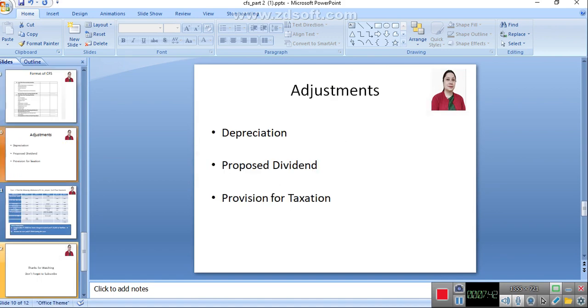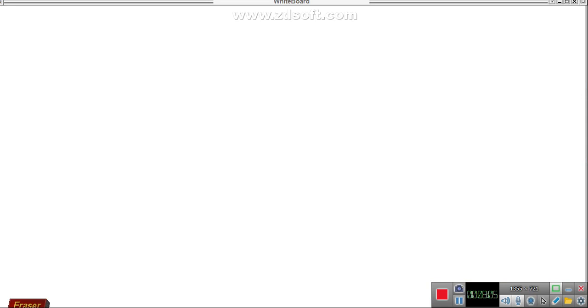Now, the main adjustments related to the cash flow statement. Depreciation is a non-operating activity. So you add depreciation, as I told you in the format recently, in the calculation of cash flow from operating activities. Then proposed dividend and provision for taxation. I am telling you how to adjust proposed dividend; in a similar way you can adjust provision for taxation as well.